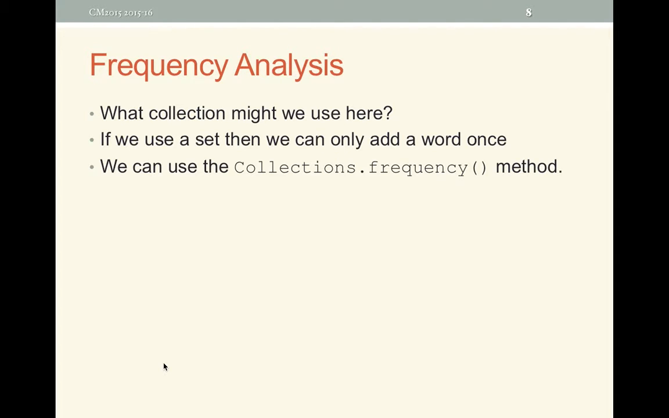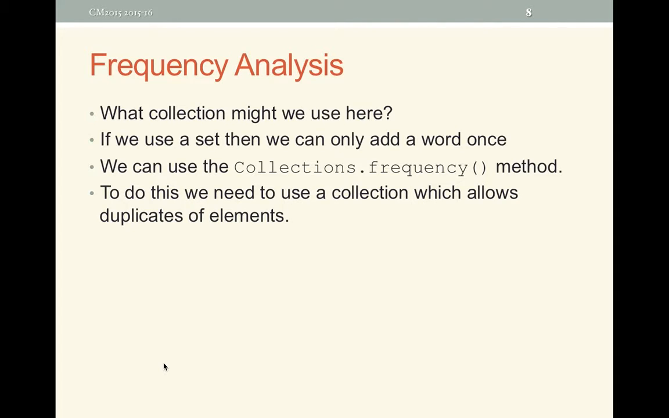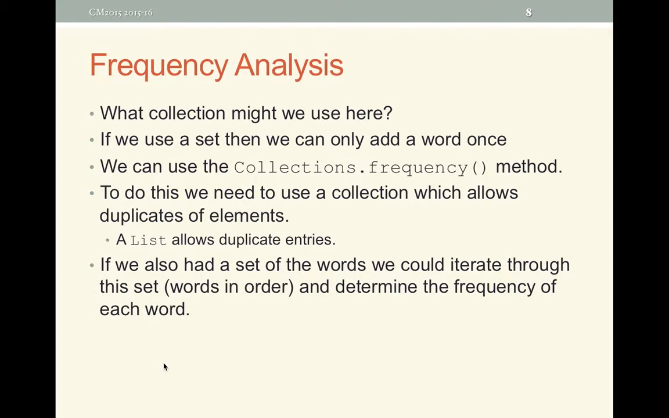But there is something called collections.frequency. So if we can get all of the words into a collection and use collections.frequency, then we can perhaps count how many of a particular word we have in a collection. So we need a collection which allows duplicates. A list allows duplicate entries, and we'll just add to the list. So read through the file, add everything into a list, an array list or linked list, doesn't matter. And if we can then, from the list, get a set of the unique entries, then we can use that set to iterate through it and determine the frequency of each word.